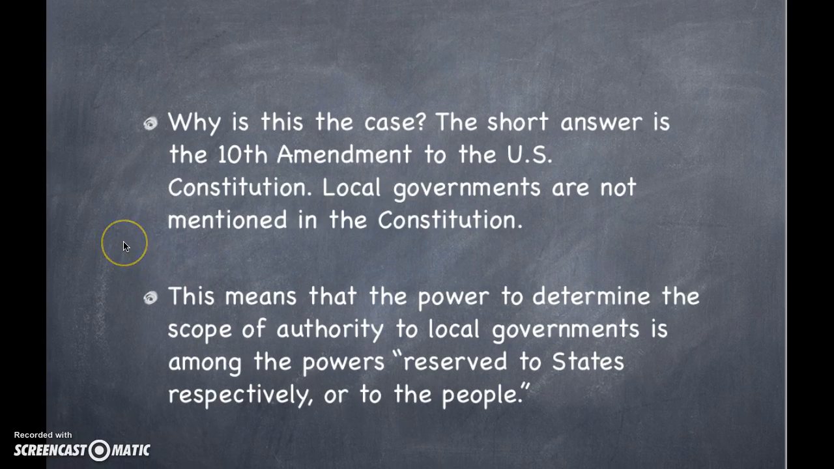Now, why is this the case? Why is it that local government is not sovereign and that they have to rely on state government to provide the power that they need or the authority? And the short answer is the 10th Amendment to the U.S. Constitution. Local governments are not mentioned in the Constitution at all. Federal government and state governments are mentioned, but local governments are not. This means that the power to determine the scope of authority to local governments is among the powers reserved to states respectively or to the people.